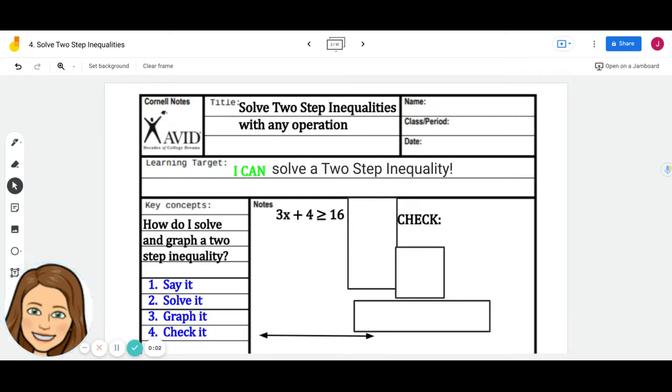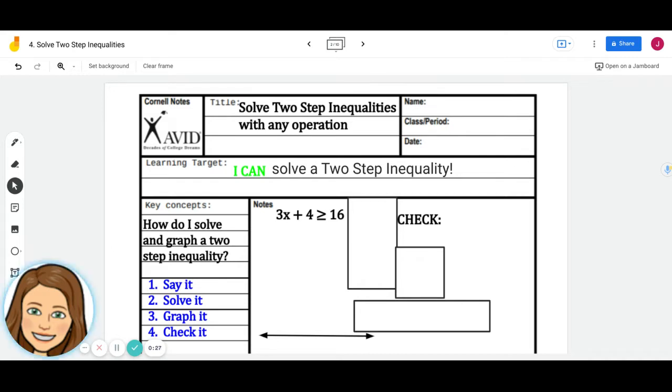Solve two-step inequalities with any operation. Find this page in your note packet and get the learning target written in. I can solve a two-step inequality. And remember, at any time you can pause and rewind when needed. Write down everything you see written, and you might have to write down things that are just said. So make sure you are listening carefully.